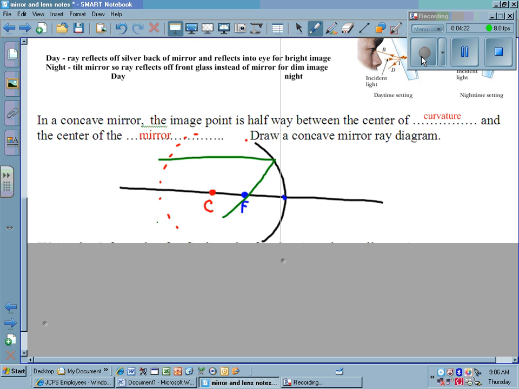A ray coming in here like this will go through the focal point. Okay, is that making sense? So they're all going to focus these rays down through a focal point. So if I put an object right here, what can you do to it? Burn it.